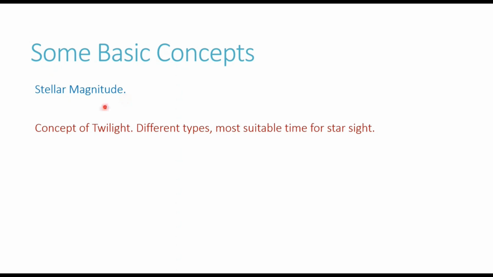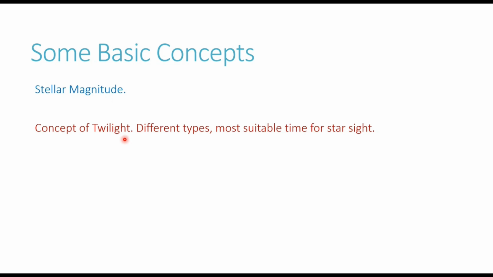Along with stellar magnitude, we need to be comfortable with the concept of twilight. The star sights are taken at a particular time in the morning and evening. Sun and moon sights can be taken as convenient. The sun is visible to us during the full day, so the sight can be taken at any convenient time. The moon is also available to us sometime during daytime. The sight can be taken at any time.